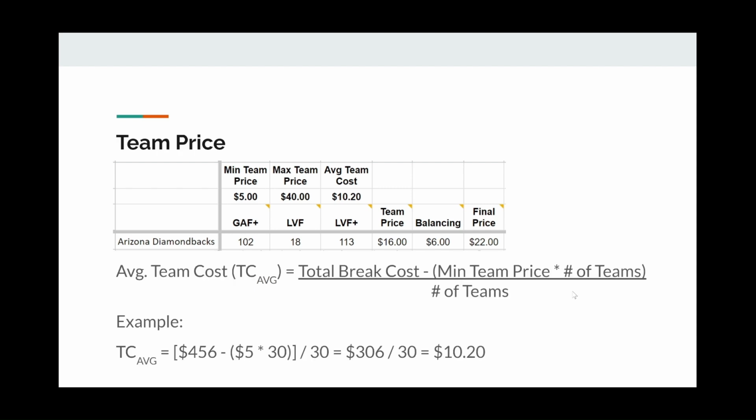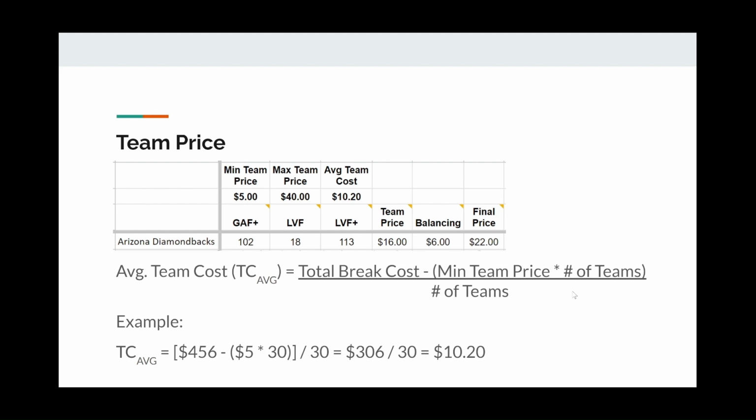So the way you then apply this value to figure out your team price is, first, you need to come up with an average team cost here. So the average team cost is equal to the total break cost. For this break, it was $456 minus the minimum team price.